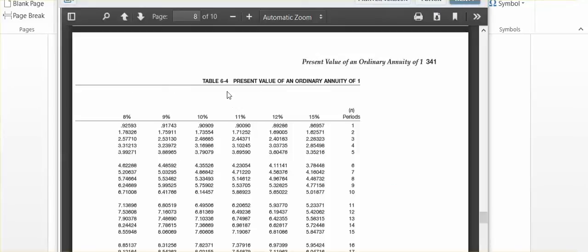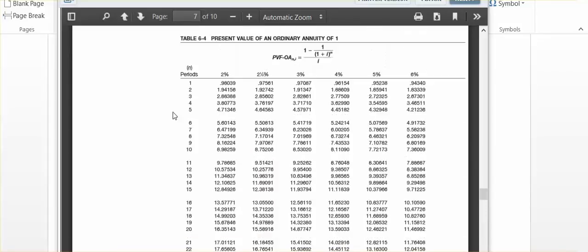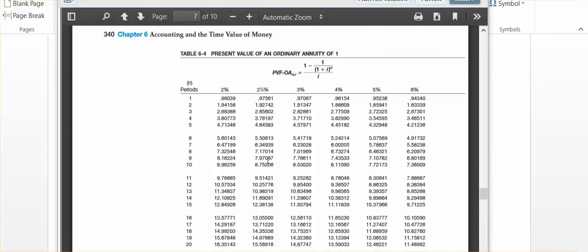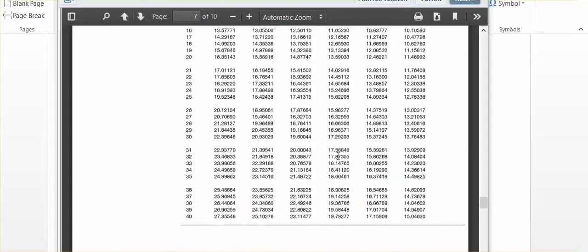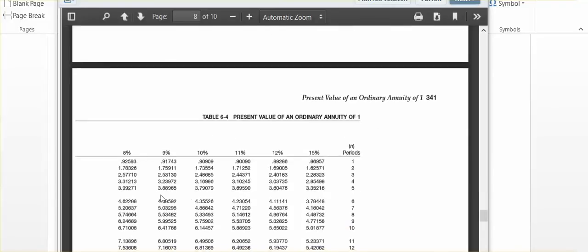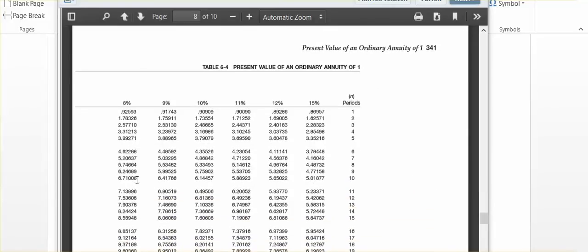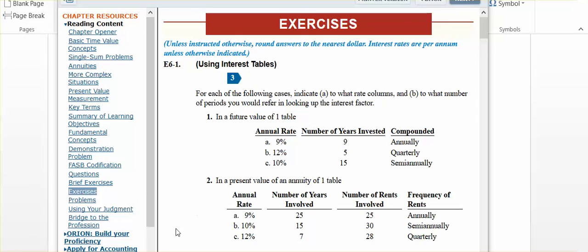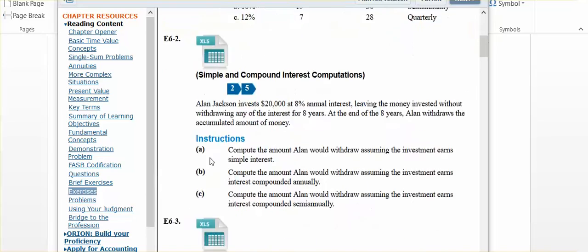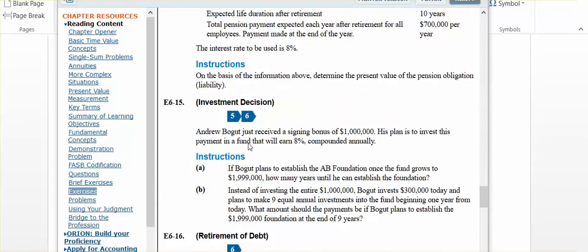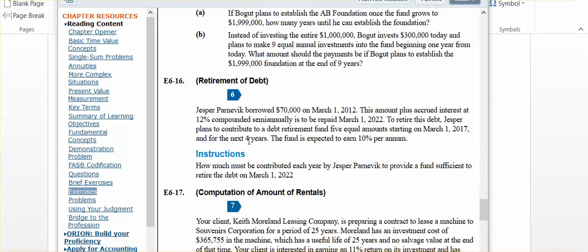As a matter of fact, if I take you to table 6-4 and go to n equal to 10, and I go along the bottom past 6%, to 8%, 9%, then 10%, I get 6.14457. So that's how we know it's 10%. I said row 10, but I meant column 10%.